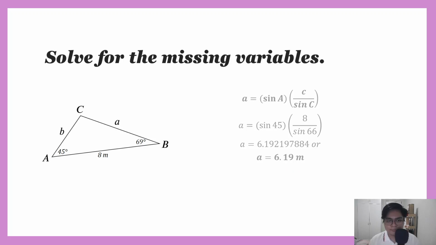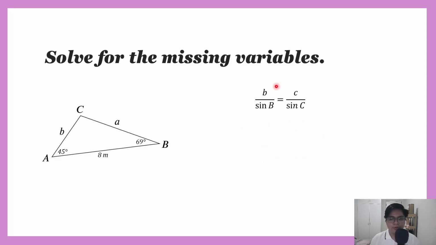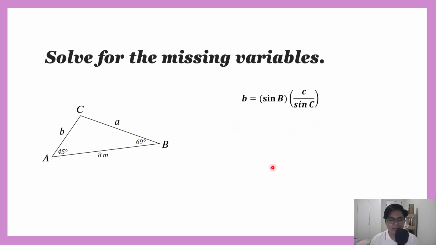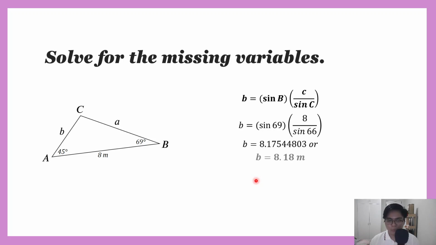We now solve for side b. We can use b over sine B equals c over sine C. We multiply sine B on both sides to cancel out the denominator on the left side, and for sine B to be multiplied on the right side, which will result to b equals sine B multiplied by c divided by sine C. We once again substitute the values. b equals sine 69 multiplied by 8 divided by sine 66, which will result to 8.18 meters when rounded off to 2 decimal places.